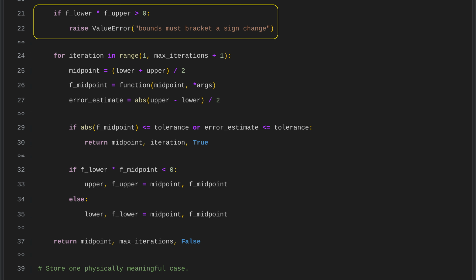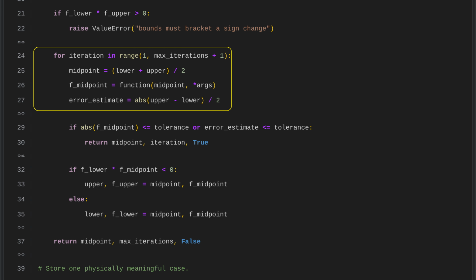This code checks whether the function values at the two bounds have the same sign. If they do, there is no sign change, so the bisection method cannot guarantee a root between the bounds. In that case, it raises an error to indicate that the chosen bounds are invalid.